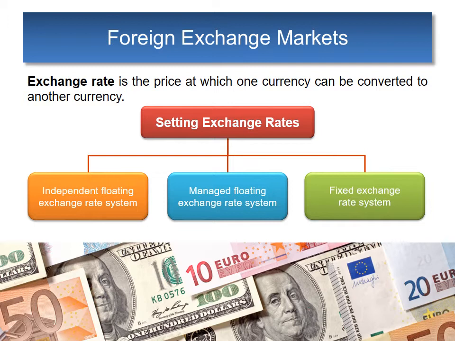An exchange rate is nothing more than a price at which one currency can be converted to another currency. Note that we are comparing the value of one currency with another country's currency.